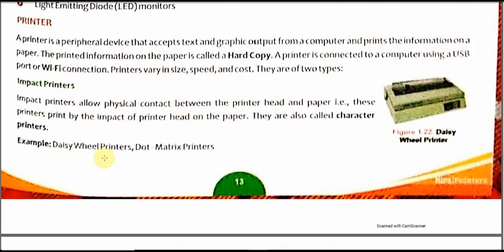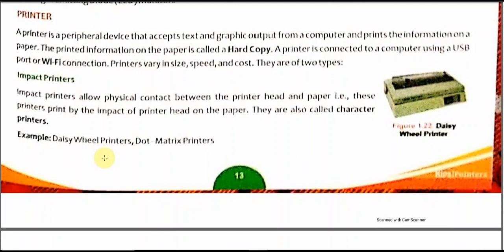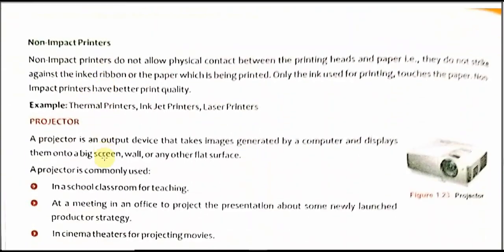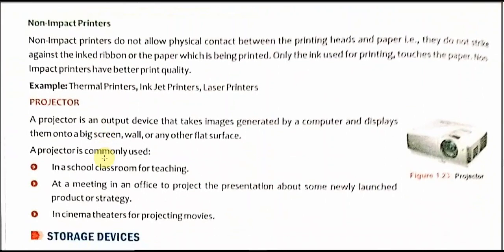Like Daisy Wheel printer and dot matrix printer, they are actually impact type printers, and they produce sound when they are printing. Others are non-impact printers. It means they do not touch the paper. They are laser printer, thermal printer, or inkjet printer. It means they spray their ink on the paper without touching it.